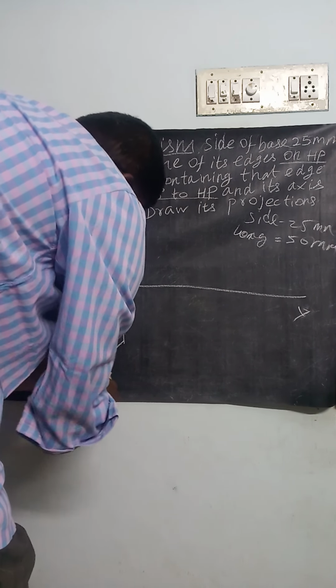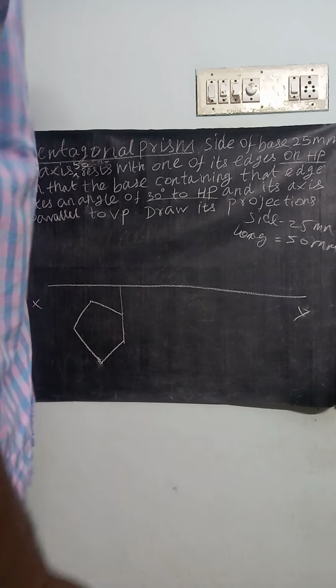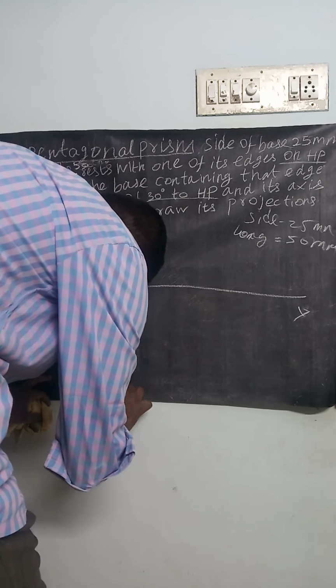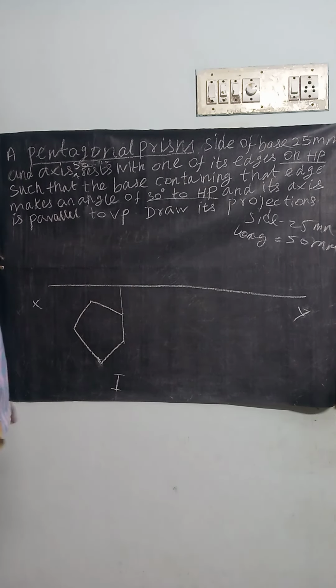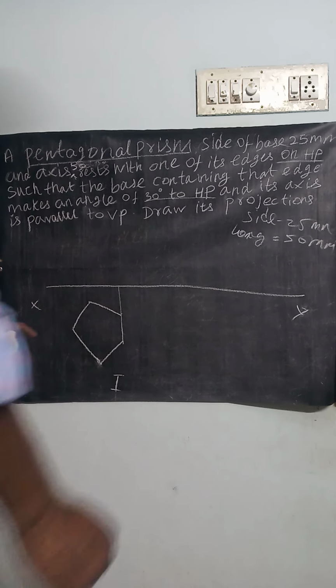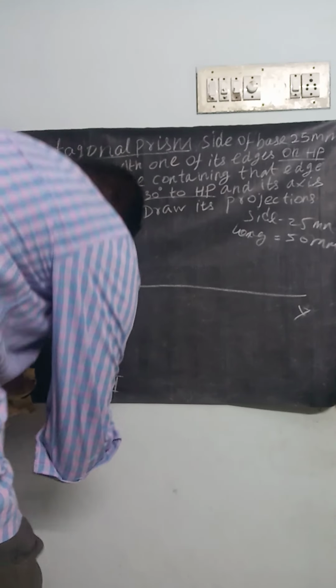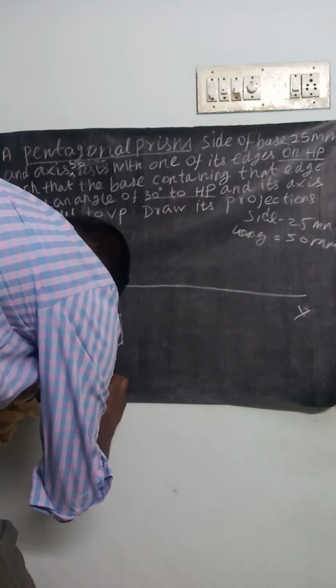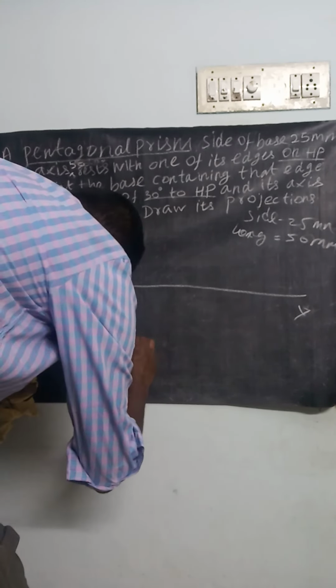This is your pentagon. This is the first top view. This is your first step. Next you put the names of the prism sides. On the top portion you put the names A, B, C, D, E. The other names you put are 1, 2, 3, 4, 5. Okay, next the projection lines.